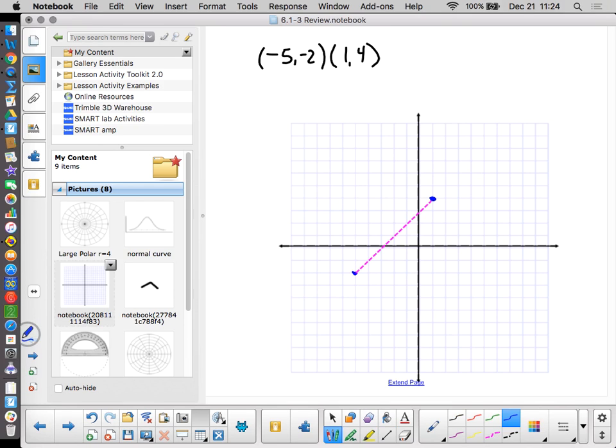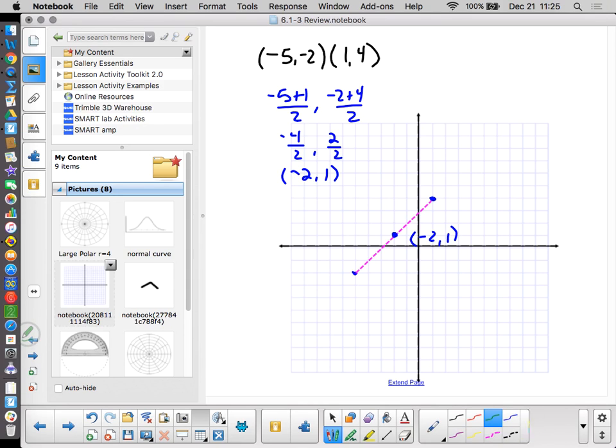In order to find a perpendicular bisector, I need two things. I need the midpoint of that segment, which would be (-5 + 1) over 2, (-2 + 4) over 2. Or that's -4 over 2 and 2 over 2, or (-2, 1), which, by the way, makes perfect sense because there it is, right in the midpoint.